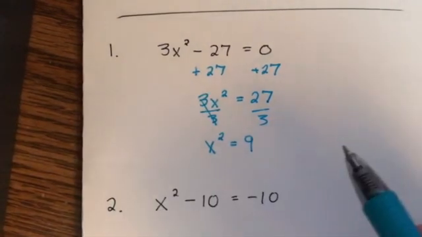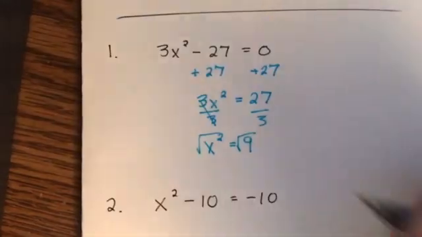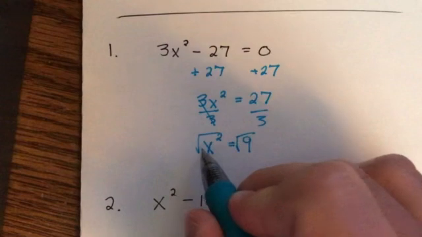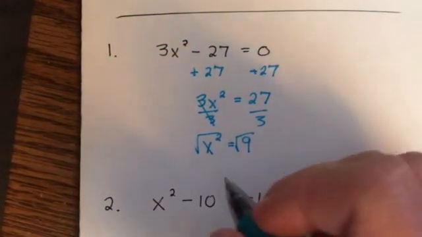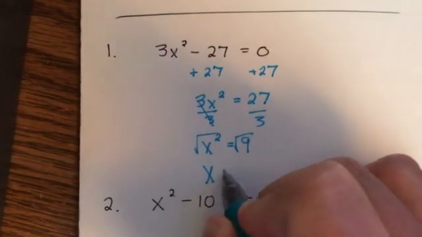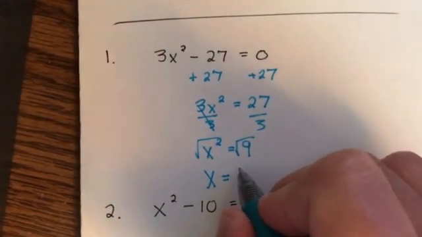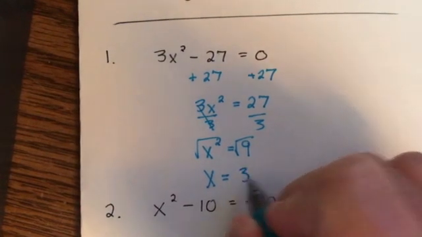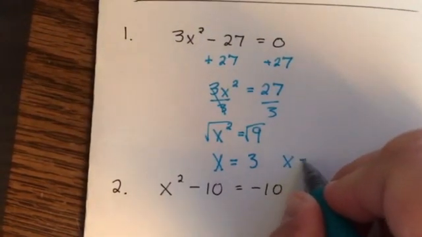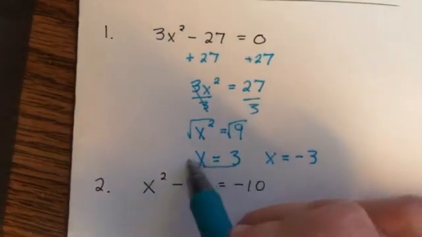So the new step we're going to use here is we're just going to take the square root of both sides of this equation. And the square root undoes squaring something. They're opposite, they're inverse operations. So we just get x by itself, and know that x could be two different things here. The square root of 9 is not only 3, x could be 3, or x could be negative 3. So we have to write both of those answers.